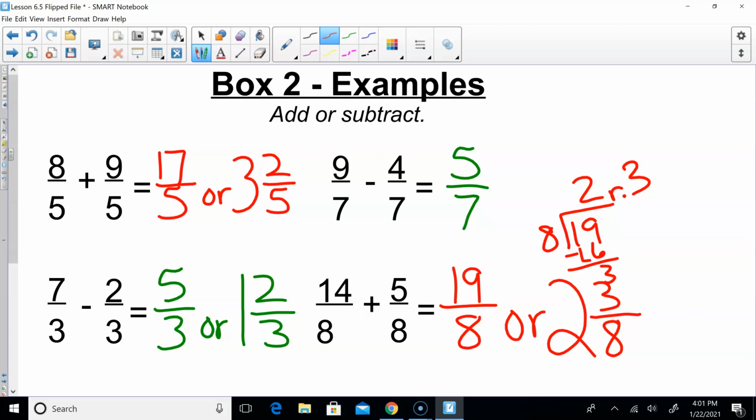You can pause the video right now and write down that information to help you with those practice problems. Use them as a guide, especially focusing on both answers, a fraction greater than 1 and a mixed number, if your answer allows it.